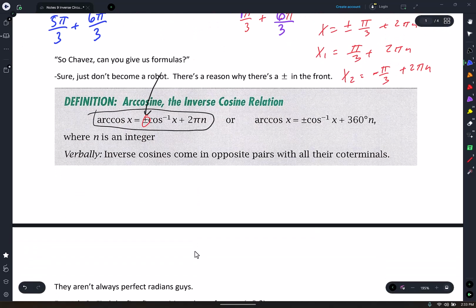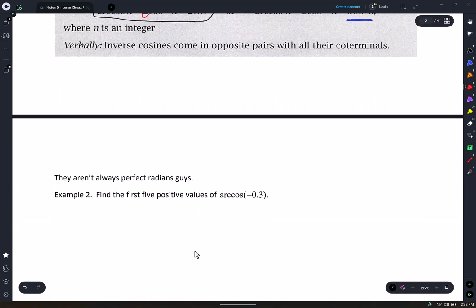All right. So there it is. There's my formula. Of course, if you're in degrees, 360, yes, we'll practice with those. We'll practice with the formulas. But make sure that you don't become a robot. Cool or not cool? All right.